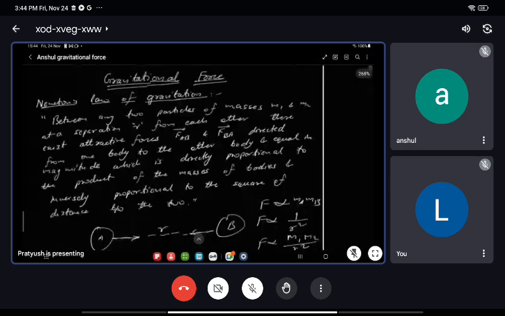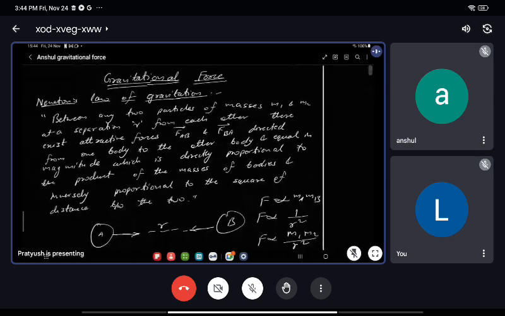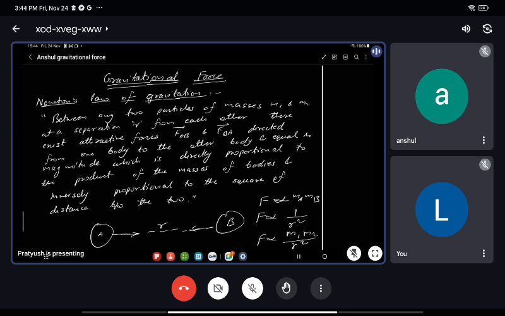Till now we have started gravitational force. We have started with Newton's law of gravitation, which you must have studied in class 9th as well. It simply says two things: the force between two masses is directly proportional to the product of their magnitudes.